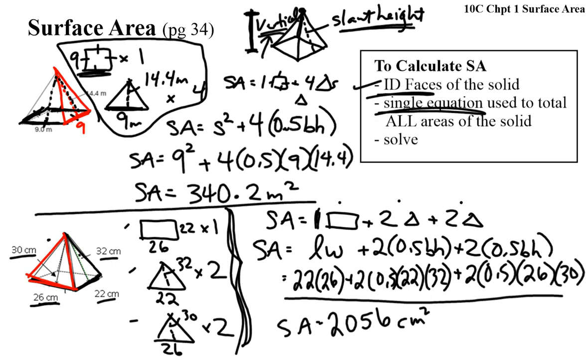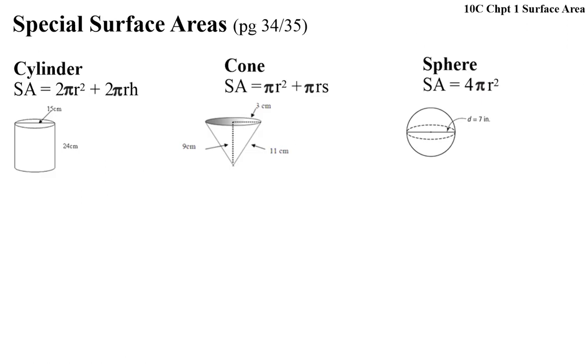So with prisms and pyramids, you need to identify your faces so you can create the single equation on your own. Now, what we do have is we have 3 unique shapes that formulas will be given to you. They're unique. They don't get made up of just straightforward the initial 2-dimensional shapes we talked about.